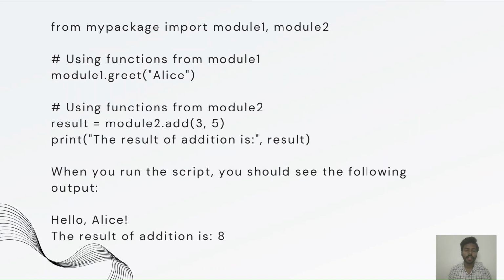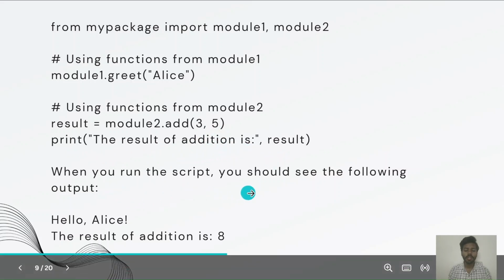Then from my package import module 1 and module 2. Using functions from module 1: module 1 dot greet alias. Alias is a name, right? So using functions from module 2, result equals module 2 add between the two numbers. Now print the result of addition is result. So when you run the script, you should see the following output: Hello, Alice, and the result of addition is 8, right?